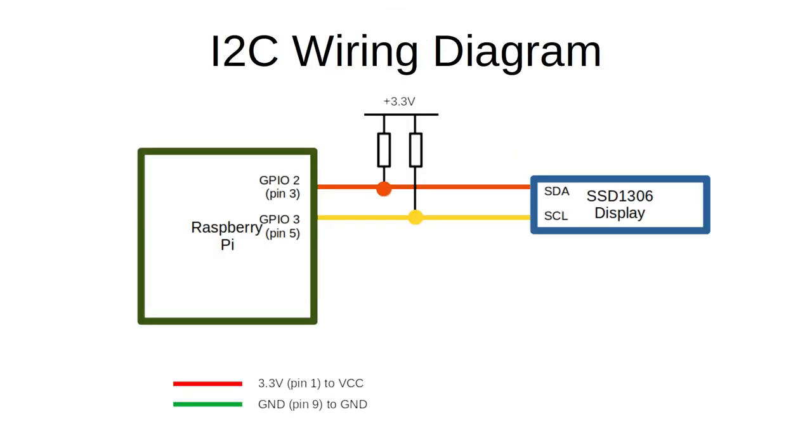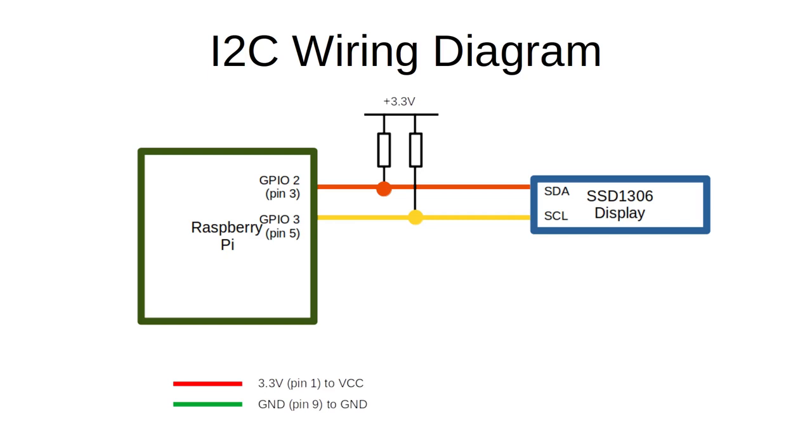This diagram shows how the Raspberry Pi is connected to the OLED display using I2C. I've used a breadboard for the connection, as this allows me to use my own pull-up resistors rather than relying on the weak pull-up which is on the Raspberry Pi.